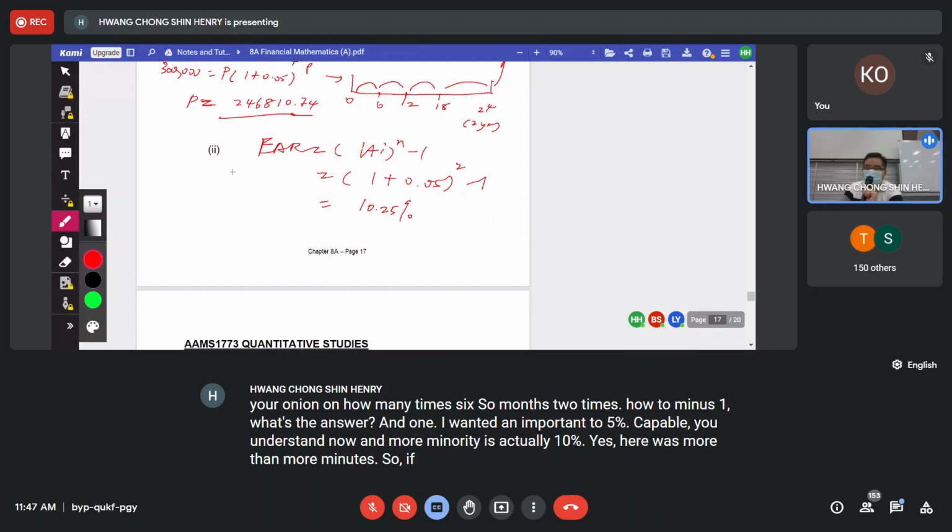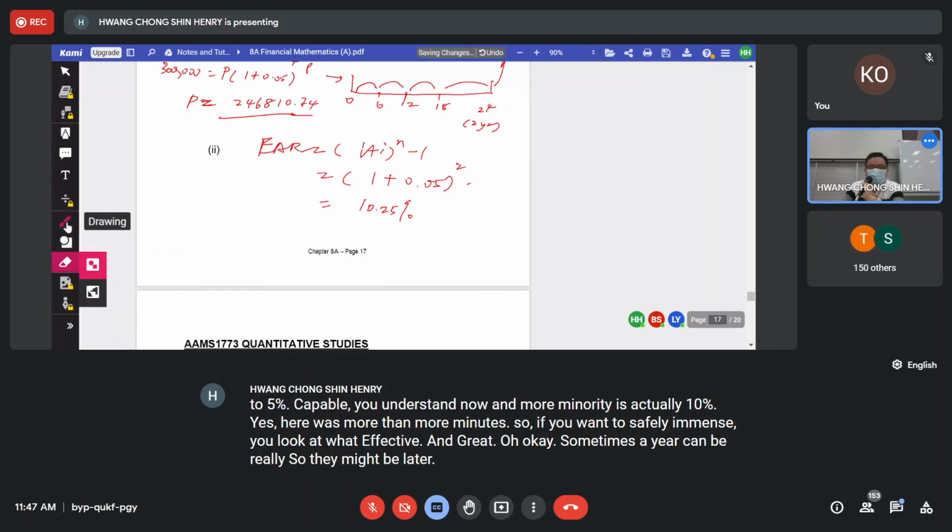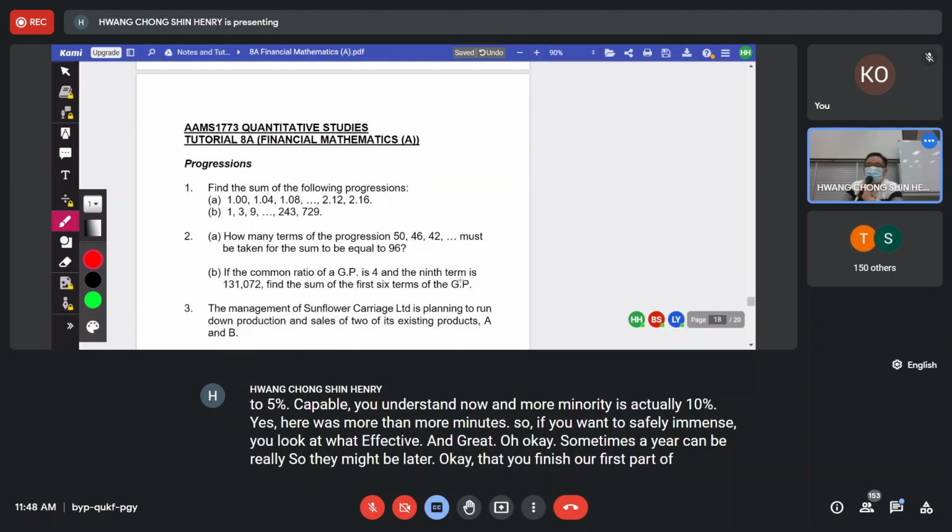So if you want to safely invest, you look at what? Effective annual rate. Sometimes the EAR can be a very tricky one, so that one will be later. Okay, that will finish our first part of chapter 8.